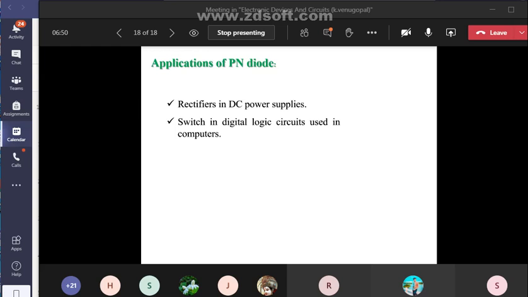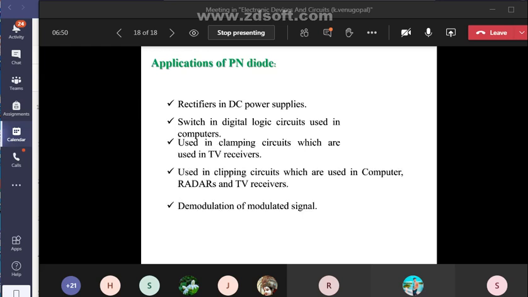When it comes to applications of PN junction diode, the PN junction diodes can be used in rectifiers. A rectifier converts AC to pulsating DC. So the main application of PN junction diode is in rectifiers, to convert the AC voltage to pulsating DC voltage.